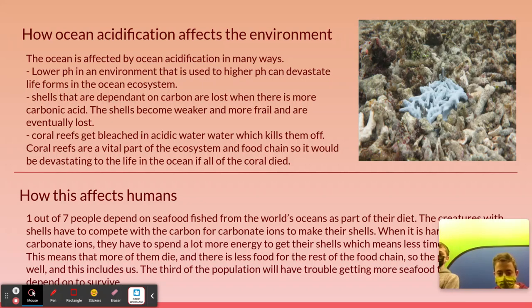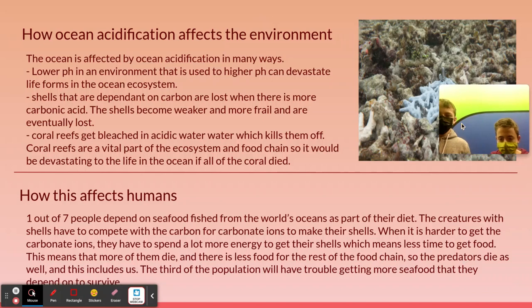One out of seven people depend on seafood fished from the world's oceans as part of their diet. The creatures with shells have to compete with carbonate ions to make their shells. When it's harder to get the carbonate ions, they have to spend a lot more energy to get their shells, which means less time to get food. So they're going to die off, because they can't get both their food and their shells, so they have to pick one.